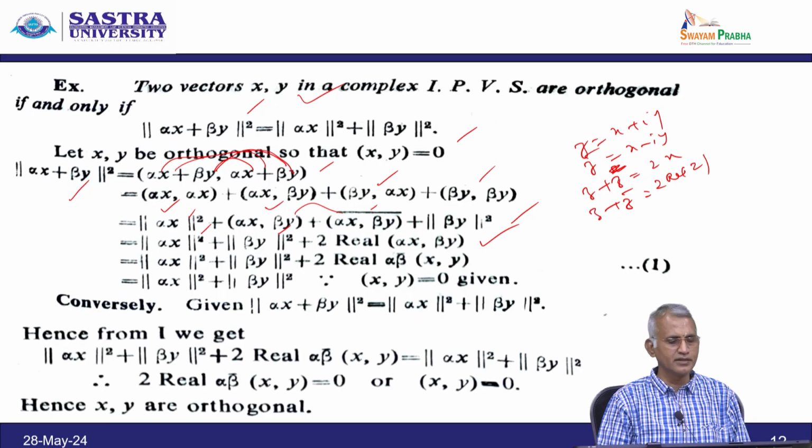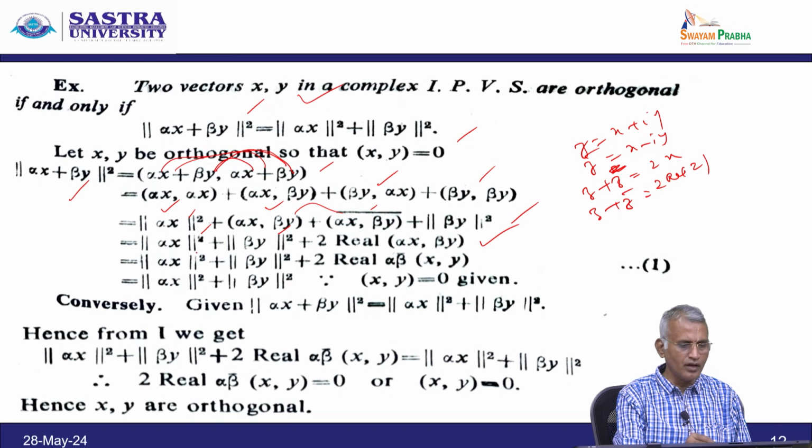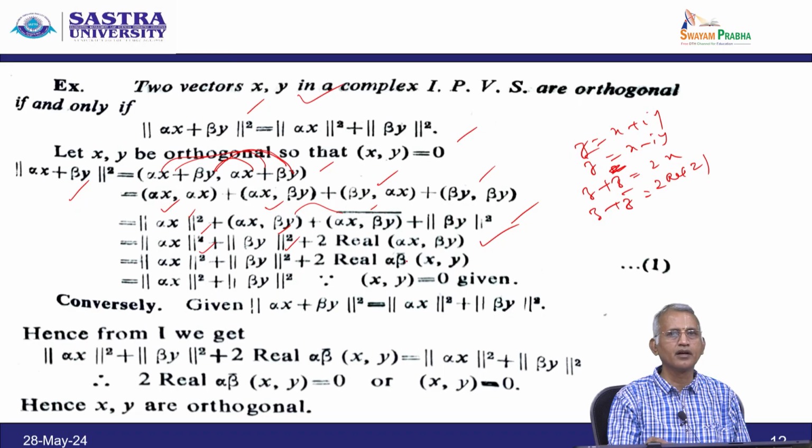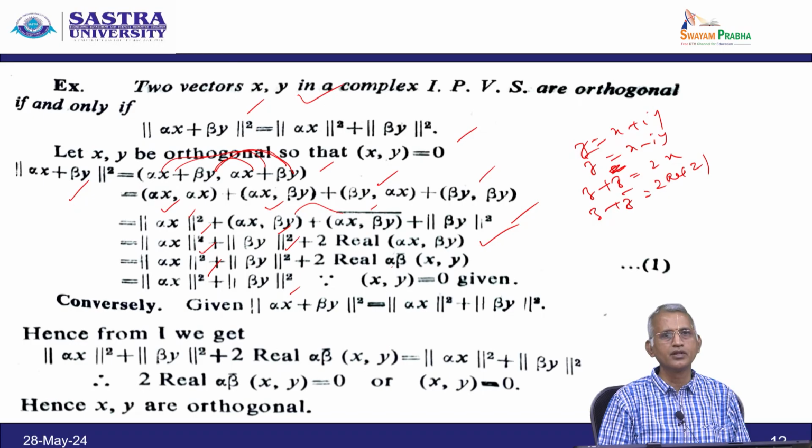Now, go to the next step: norm of alpha x square plus norm of beta y square plus 2 times the real part of, you take alpha outside and the second term goes to beta bar, of x comma y. Therefore, norm alpha x square plus norm beta y square, since they are orthogonal, inner product x comma y equals 0, therefore this part vanishes. So, the norm of alpha x plus beta y square can be expressed as norm alpha x square plus norm beta y square.